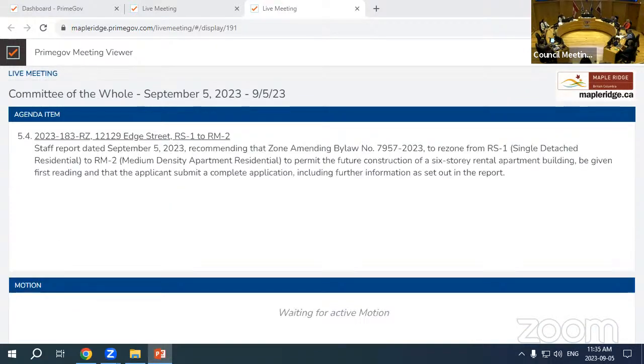And 5.4, Madam Clerk. Item 5.4 is 2023-183-RZ to rezone the property at 12129 Edge Street from RS1 to RM2, and staff are in attendance to present the application. Thank you.